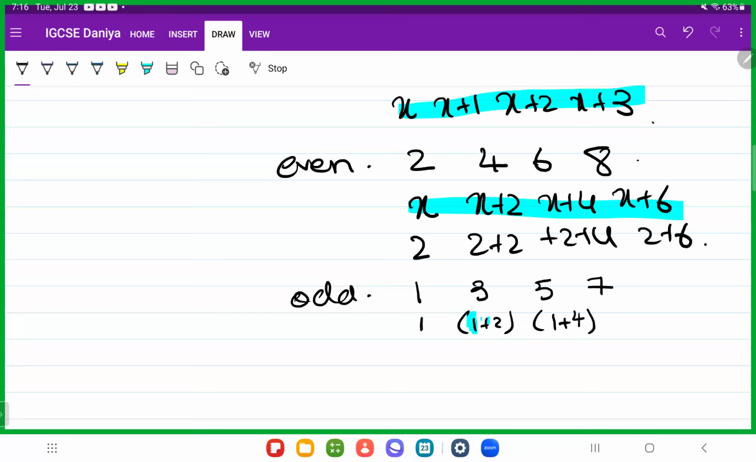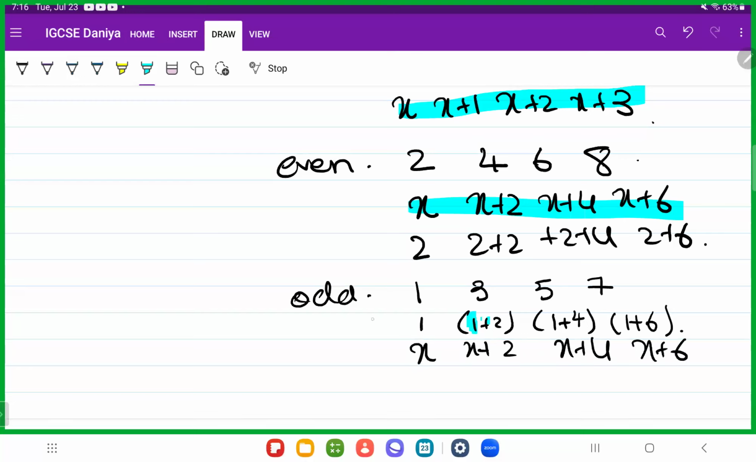Is 2 1 an odd plus number? 2, no. Okay. 1 plus 2, 1 plus 4, 1 plus 6, yes. And then 1 basically plus 8. x plus 1, x plus 2, x plus 4, and x plus 6.